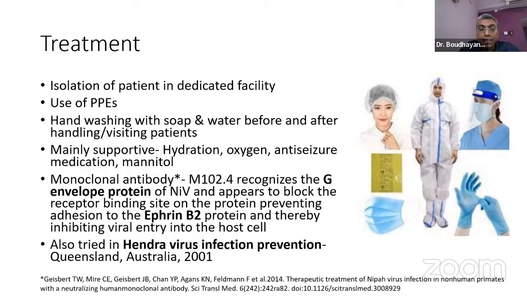One important thing is the G envelope protein. I already showed you that the Nipah virus contains one G envelope protein. One monoclonal antibody, M102.4, has been used against the Hendra virus infection in Queensland, Australia in 2001. It blocks the G protein of the NiV, that is Nipah virus, and prevents the attachment to the ephrin B2 protein of the respiratory epithelium. So ultimately the virus cannot get attached. So monoclonal antibody can be used by this method, because obviously this Hendra virus has some molecular homology with Nipah, so it might be effective.